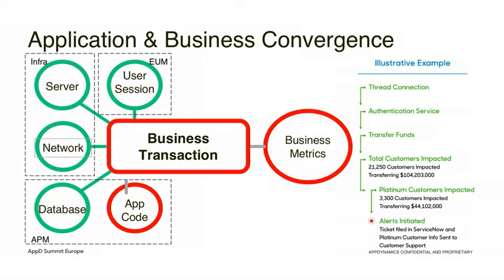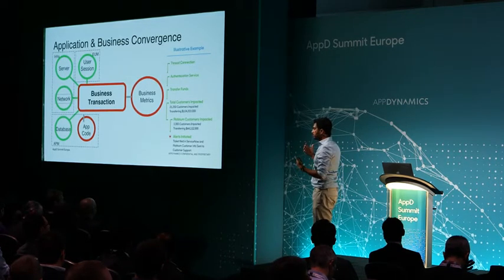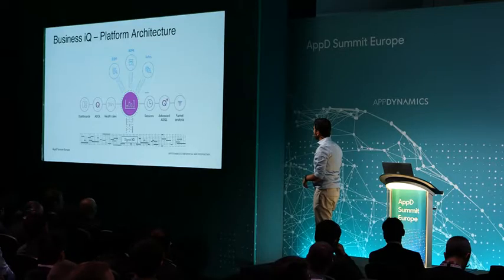So if someone clicks on payment transfer and that transaction hits 50 or 100 different services and multiple infrastructure devices, multiple nodes, business transaction is the piece that really brings it together. Using that, we can start extracting metrics like the amount of funds transferred, the number of customers being impacted, and start showing you that in real time.